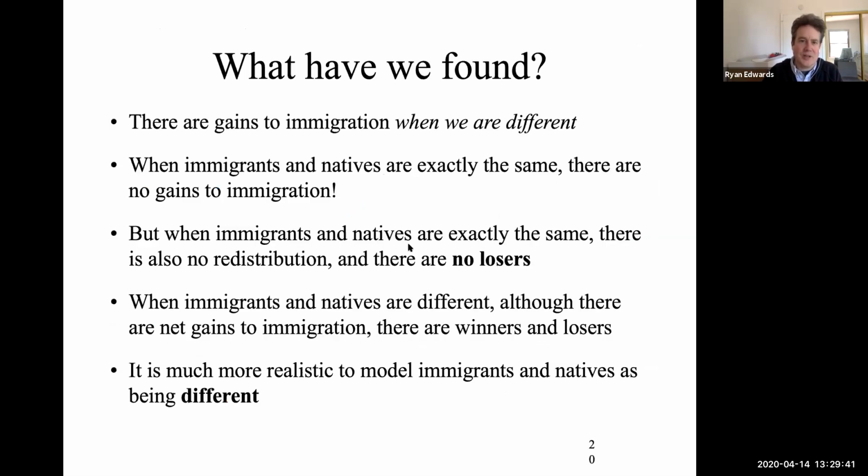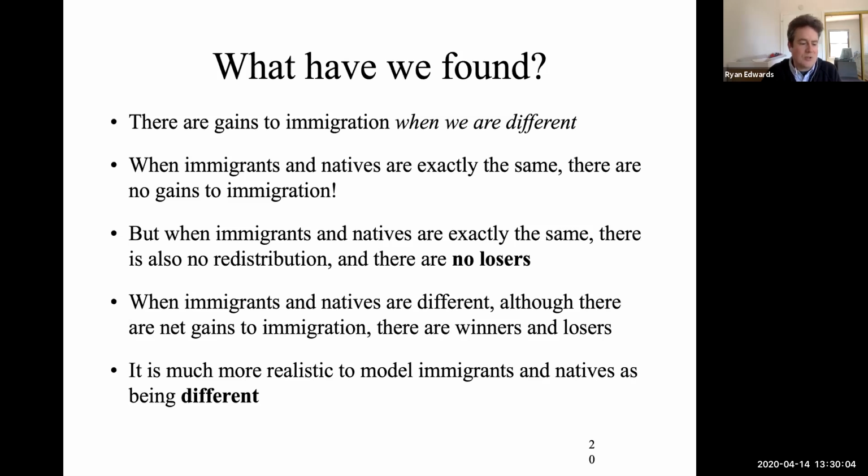So the punchlines then are that the gains to immigration arrive when we are different, when natives and immigrants are different. When immigrants and natives are exactly the same, there aren't any obvious economic gains anyway. But the upside, at least, is that when they are exactly the same, there also isn't any redistribution. There aren't any losers from immigration.